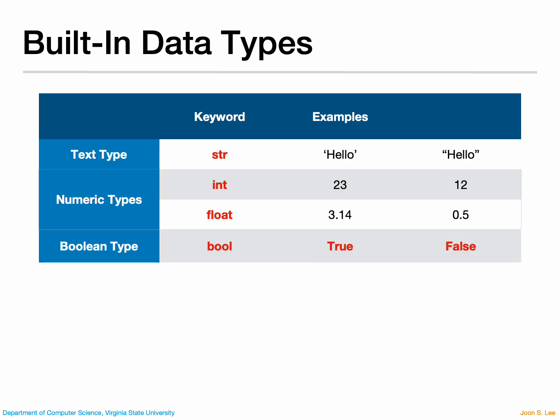Text type. This is called a string or str. A string is simply text enclosed in single or double quotes. Numeric types. These include two categories: integers, int, for whole numbers, such as 23 or 12. Floats, float, for decimal numbers, such as 3.14 or 0.5. Boolean type. This is represented by bool, which can only take on one of two values: true or false. These basic data types are important because they define the kind of information we're working with.